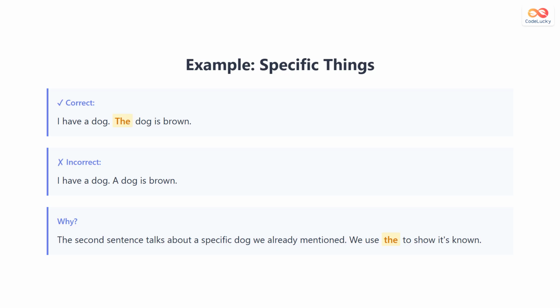Let's look at an example. If I say, I have a dog, and then say, the dog is brown, I am using the because we are talking about a specific dog that I already mentioned. The second sentence refers back to that same dog. Without the, it would be confusing. Saying a dog is brown would sound like we are talking about a different dog.